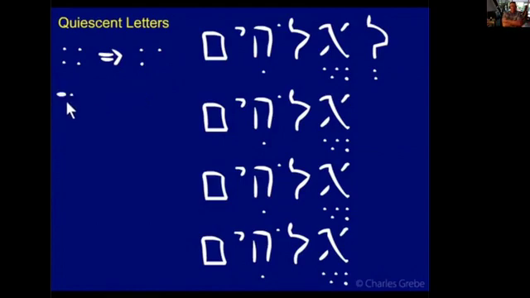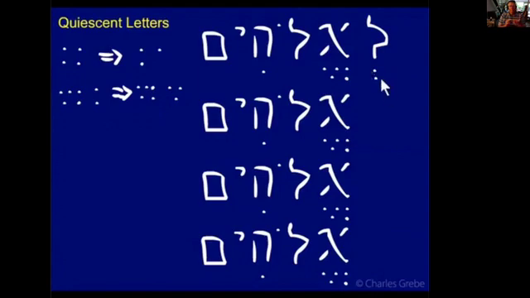If we have a compound sheva, like a chataf segol and a regular sheva, then what happens, you remember? The first sheva becomes the short vowel that corresponds to the compound sheva. So in this case, segol. So this one changes to segol, and the second one stays.